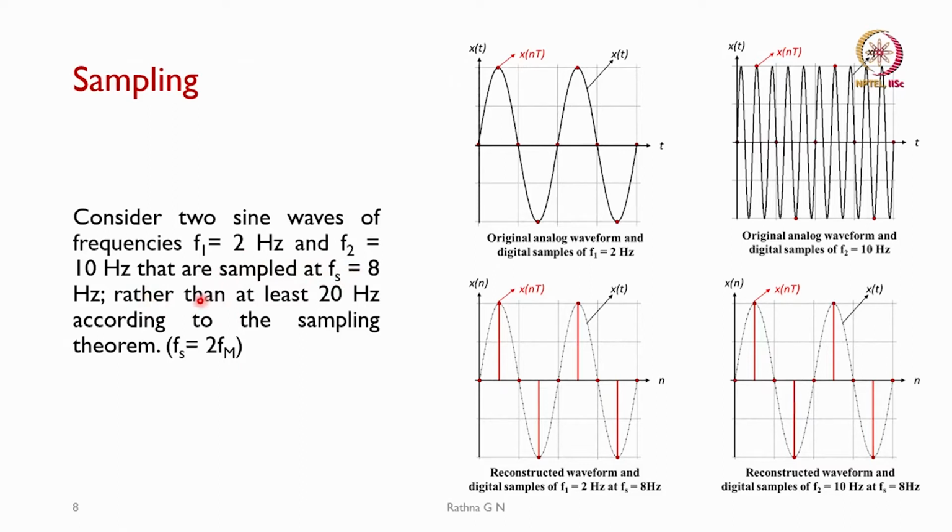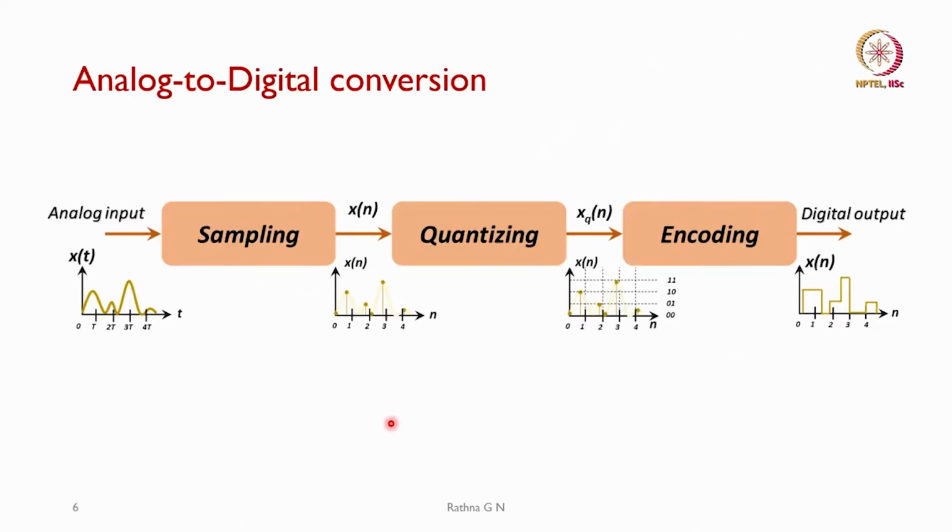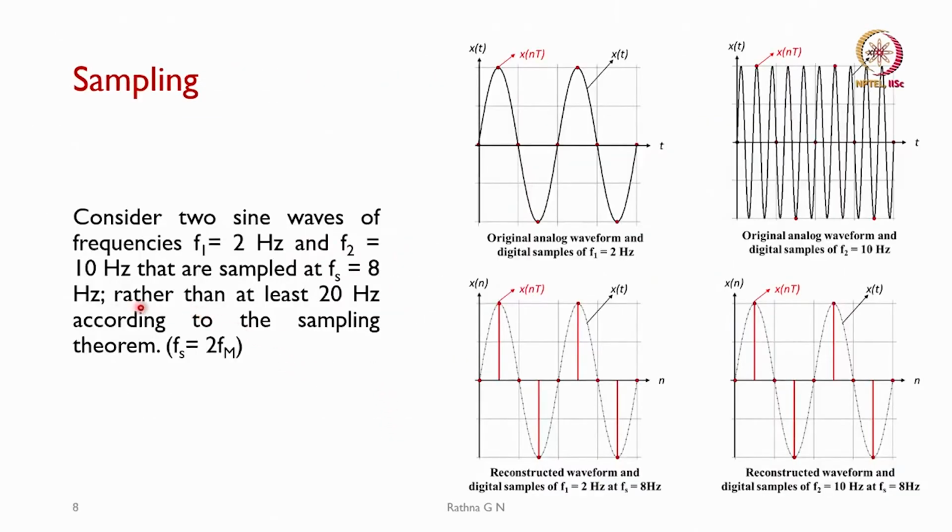We said, according to the previous equation, that the sampling frequency should be greater than twice the maximum frequency. In this case the maximum frequency is 10 hertz, so it should have been 20 hertz. Instead, what we are doing is sampling at 8 hertz. So, what happens then? You will see that this is the first frequency at 2 hertz, and this is the 10 hertz frequency component.